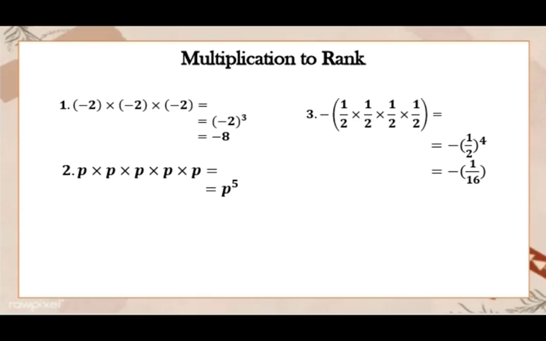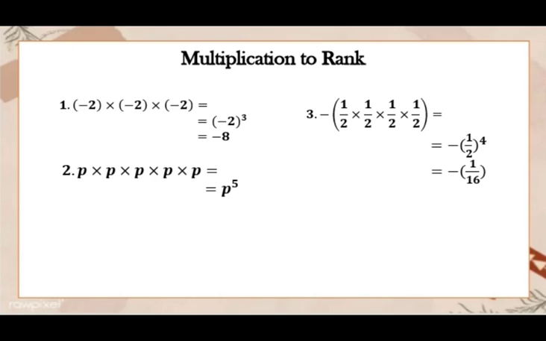Now this is the opposite of the previous one. If it was from exponent to multiplication, now from multiplication to exponent. First, here is minus 2 in brackets times minus 2 in brackets times minus 2 in brackets. There are 3 times minus 2. This means that it is equal to minus 2 in brackets cubed. Okay, if you want to find the result, you can also calculate it, equals minus 8.